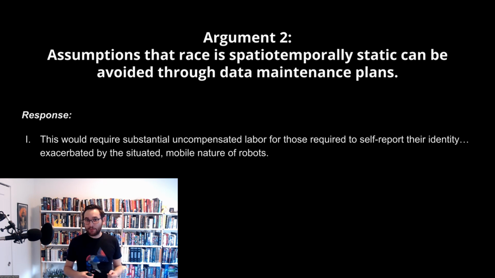A second counter-argument is that race wouldn't need to be assumed to be spatiotemporally static if you used a principled data maintenance plan, planning ahead of time how you're going to update categorization schemes and how people are assigned to them. My response here would be that this would require substantial uncompensated labor for those required to self-report their identity, and this would be exacerbated by the situated mobile nature of robots.